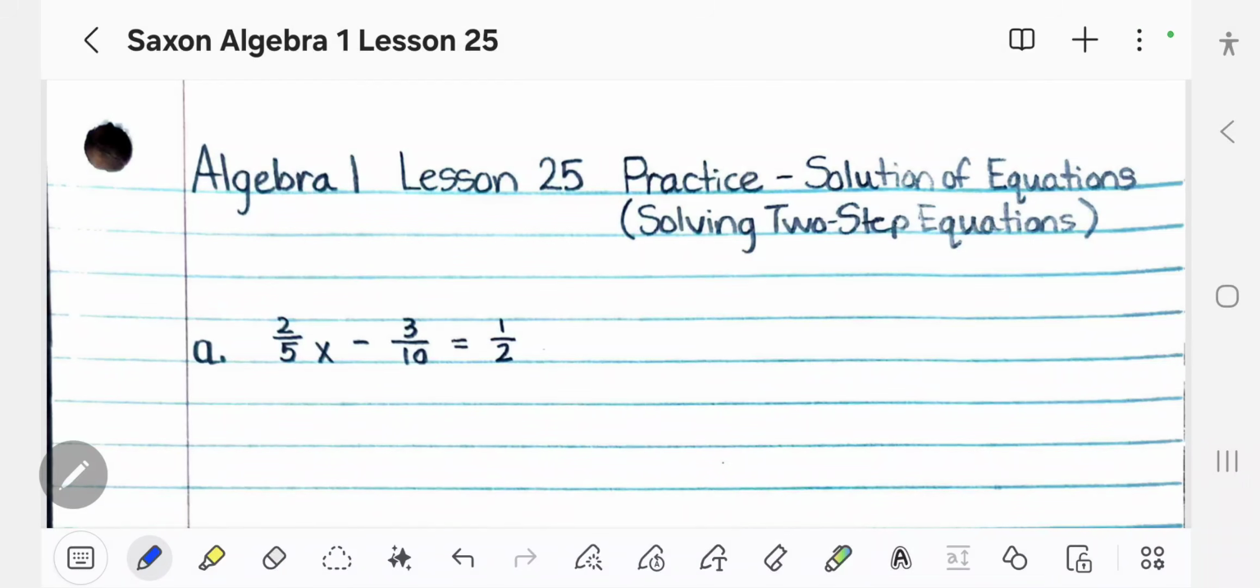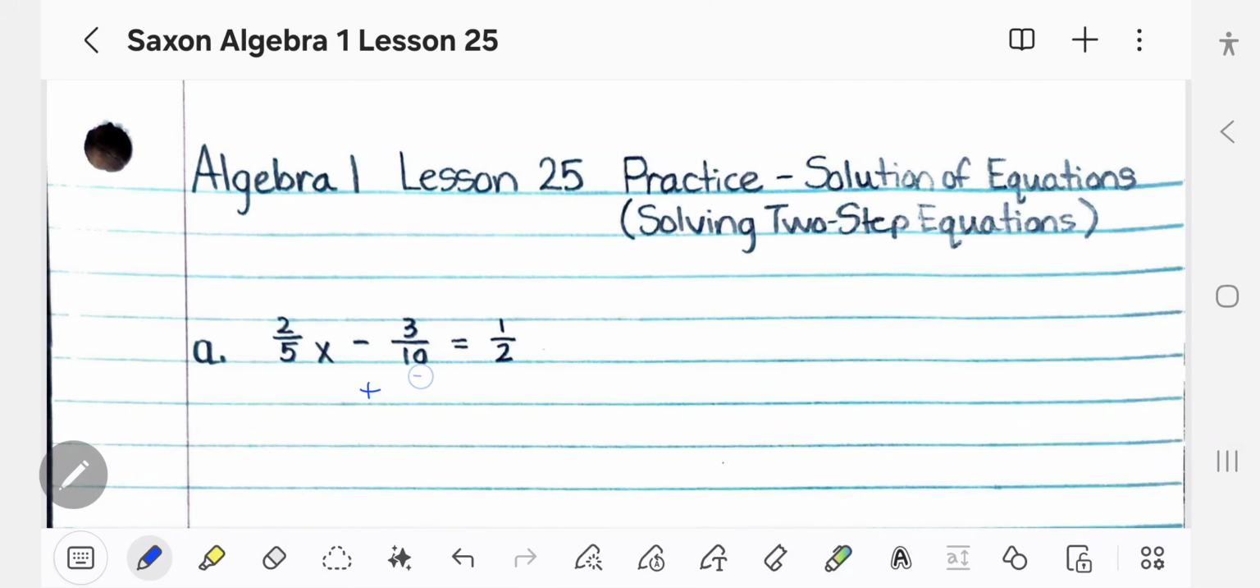This is Algebra 1, Lesson 25, Practice. We're going to be solving two-step equations. So if I knew what x was, I would multiply it by this 2/5 and then I would subtract 3/10 from it. So we're going to do the opposite and in reverse.